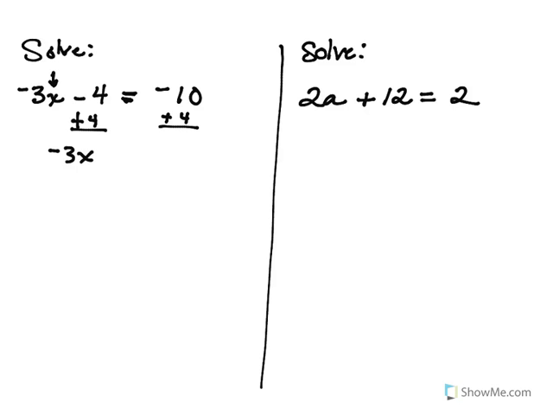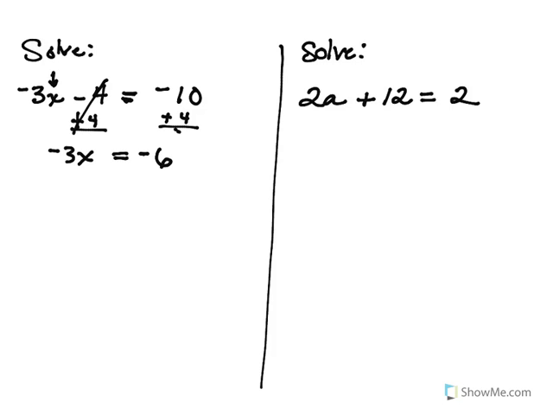Negative 3x minus 4 plus 4 simply cancels, equals a negative 10 plus a 4. Those signs are different. You take the difference, it's going to give you a negative 6. Now I'm looking at negative 3 times x equals negative 6.